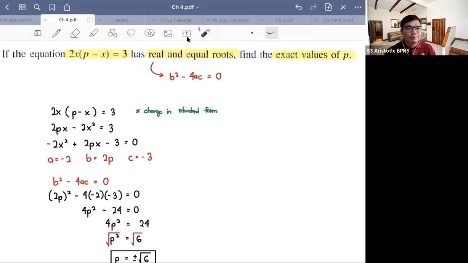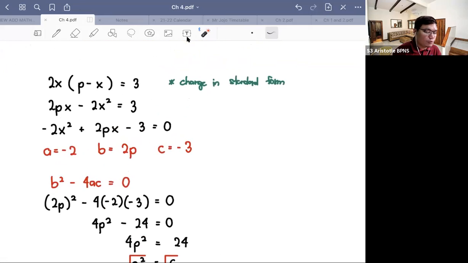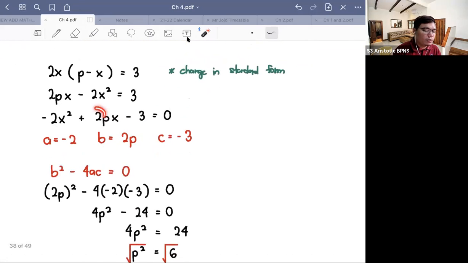So that's what happened. And then from here, it's already in standard form, so you can identify A, B, and C. Now, A is 2, B is 2P. Take note, class, 2P, not only 2. A common mistake here is that some students think it's 2. No, it's 2P.